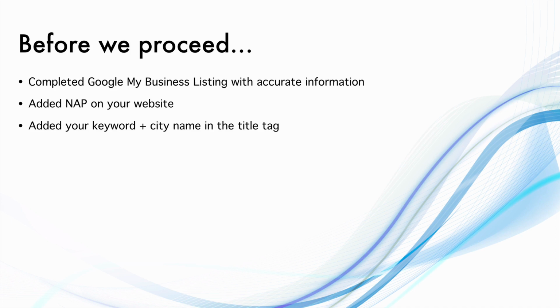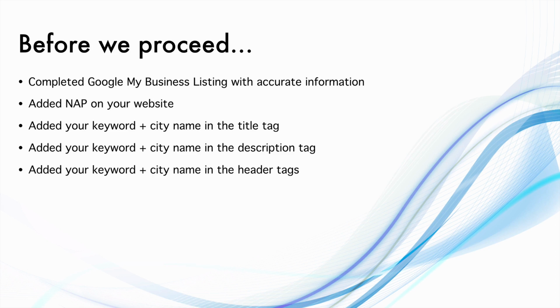Also ensure that you have added your keyword plus city name in the title tag, and the same keyword and city name in your description tag. A lot of you might be thinking right now, why am I suggesting you add your keyword plus city name in the meta description when it is not being accounted for in terms of rankings from Google? This is purely done to ensure hygiene and consistency across the website.